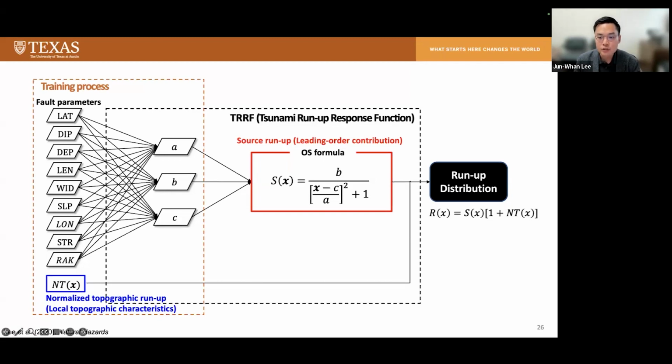So with this new approach that models the leading order contribution and the residual part of the tsunami run-up distribution separately, this new machine learning modeling approach only requires about 1,000 training data to achieve high accuracy.